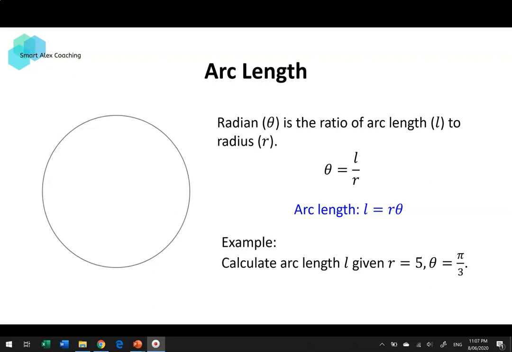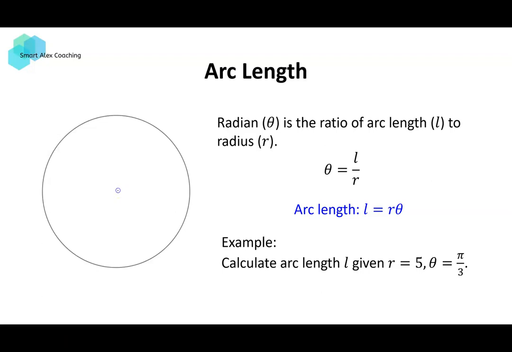Suppose I would like to calculate the arc length L given the radius is 5 and the angle theta is pi on 3. This is what it looks like on the diagram. This length here, L, is what I'm interested in. I can use the formula L is equal to R theta, and substituting values of R and theta into the equation, I'll get 5 times pi over 3, which simplifies to just 5 pi over 3 units. So the arc length is 5 pi divided by 3 units.